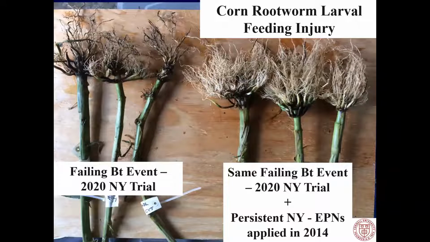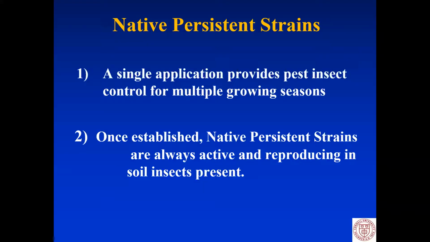So here's our impact on corn rootworm. These roots actually came out from Aurora. So the plants on your left are a failing BT event. You can see that 7 years of continuous corn, you can see corn rootworm has really reamed these plants. And this is actually one of the leading single events. The same failing event plus nematodes applied 7 years before a single time gives us perfectly clean roots. So you've all seen this before, and I want to update you a little bit.